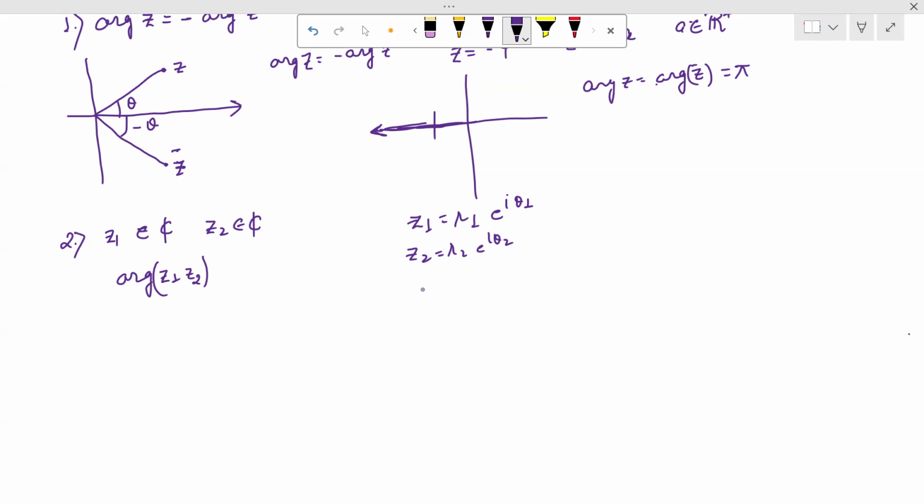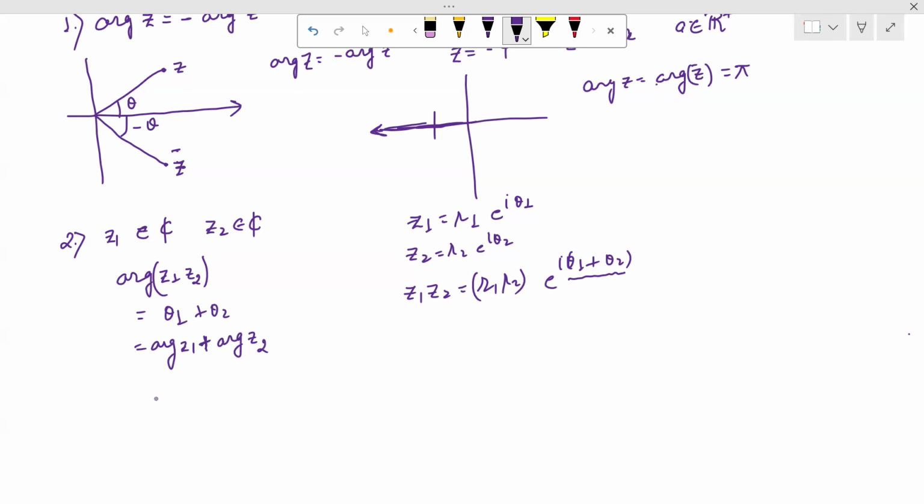And if I multiply Z1 and Z2, I will simply get R1 into R2. This is the magnitude, we don't have to bother about it. And we'll get e to the power i theta 1 plus theta 2. So one can clearly see that argument of Z1 Z2 is nothing but theta 1 plus theta 2, which certainly is equal to argument of Z1 plus argument of Z2.